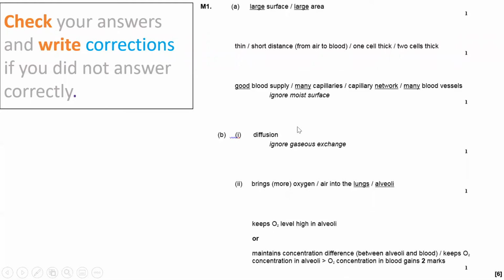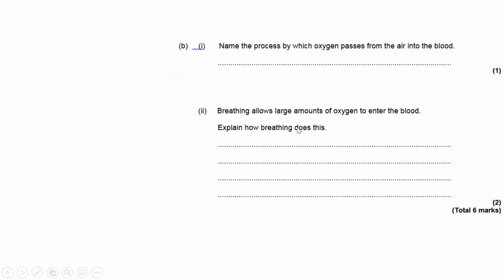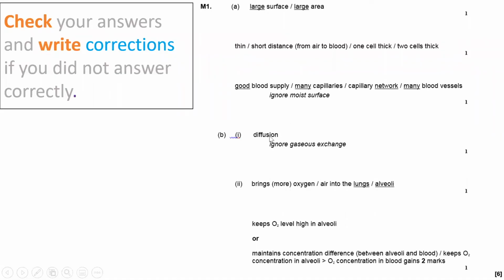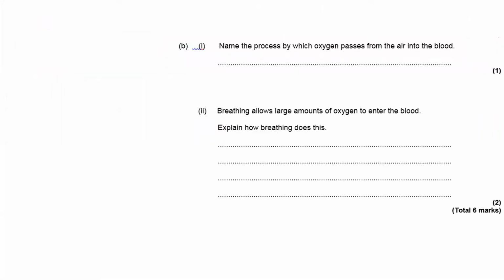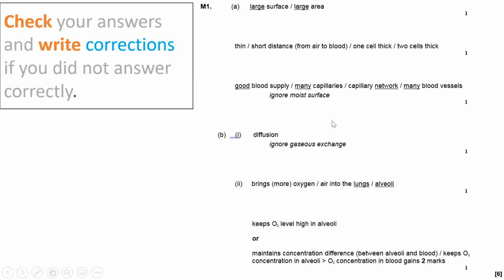And we had the extension questions. Name the process by which oxygen passes from the air into the blood. Diffusion. And then the last one: breathing allows large amounts of oxygen to enter the blood. Explain how breathing does this. It brings more oxygen into the lungs and the alveoli. It keeps the oxygen level high in the alveoli.